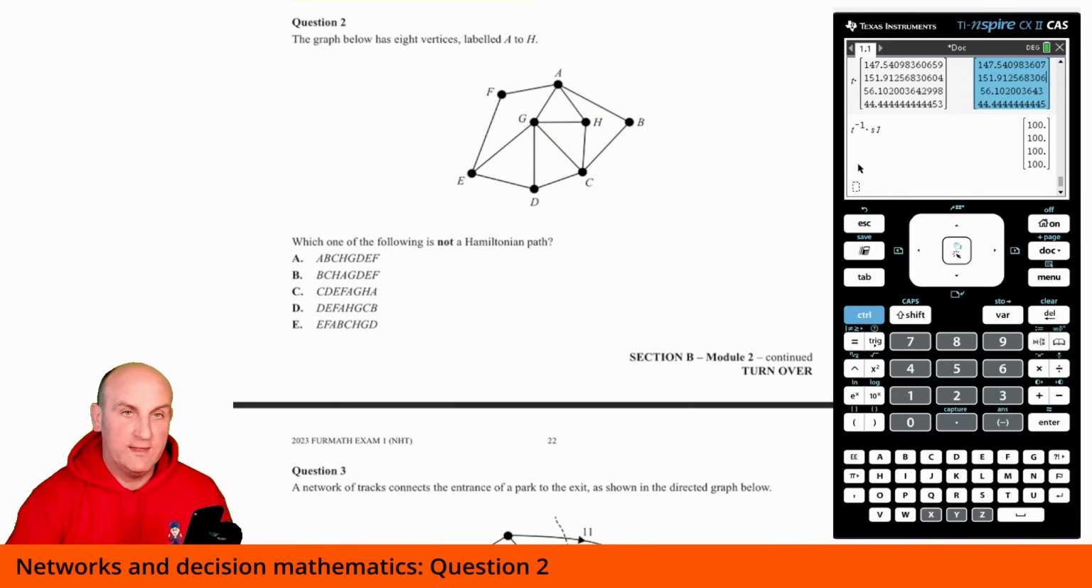Let's try that one again. Let's roll that through. So B, C, H, A, G, D, E, F. That one is good. Okay, next one. C, D, E, F, A, G, H, back to A. Nope, it can't be that one. It's got to be C. C is incorrect. Okay, so as far as I'm concerned, B is not even on there.